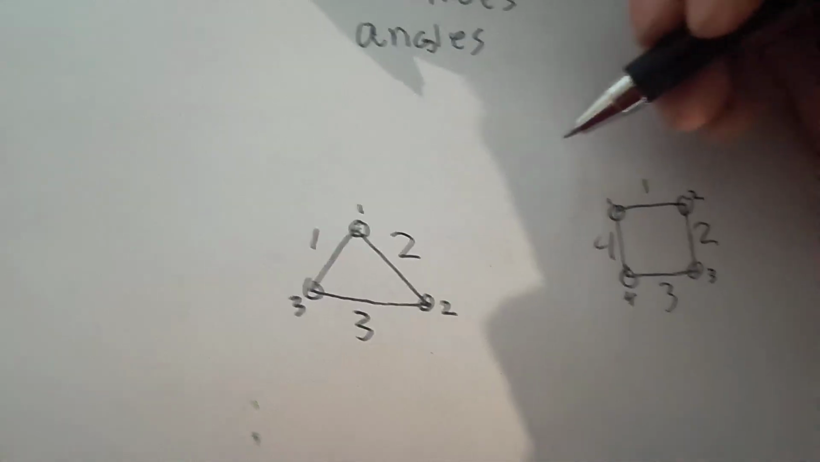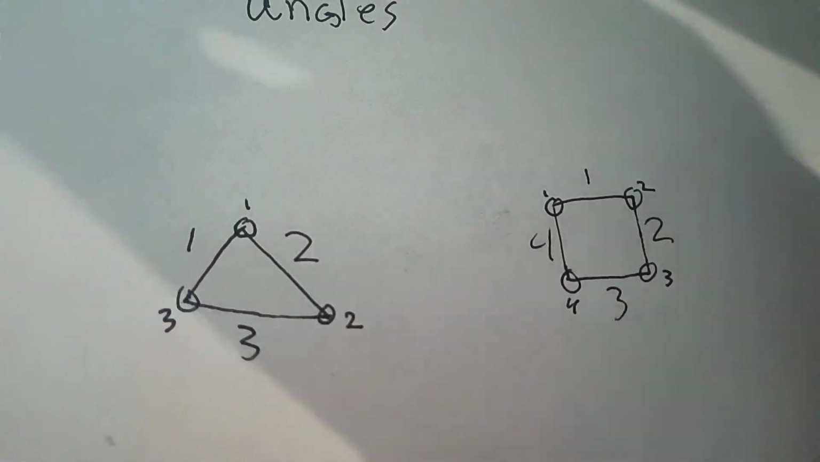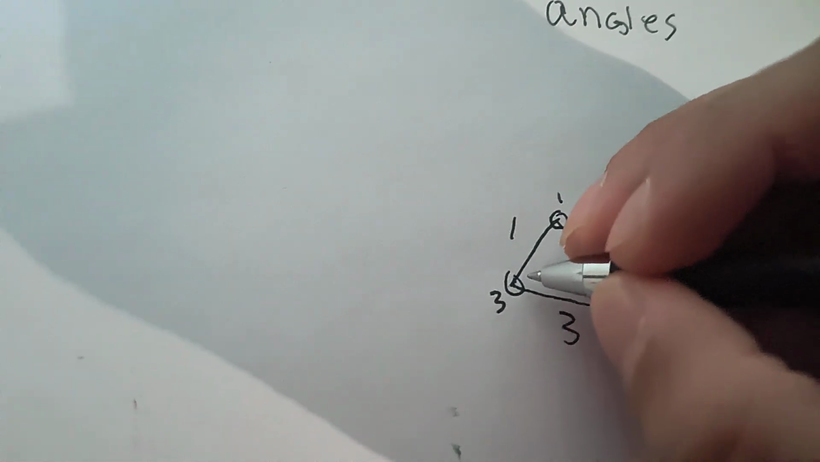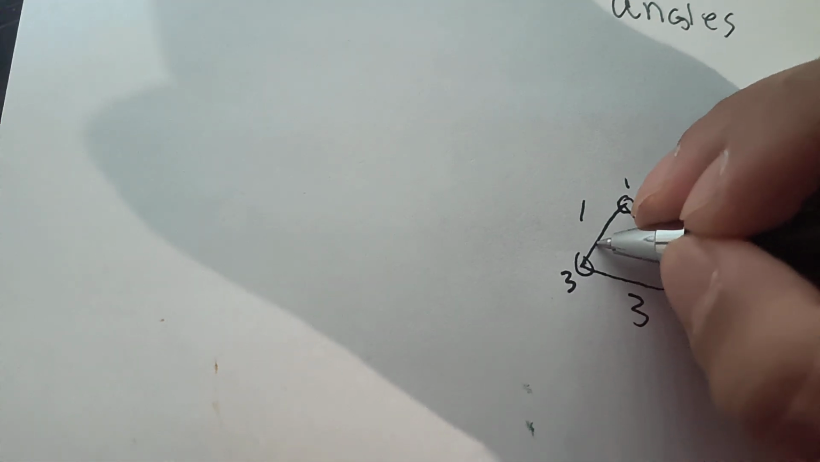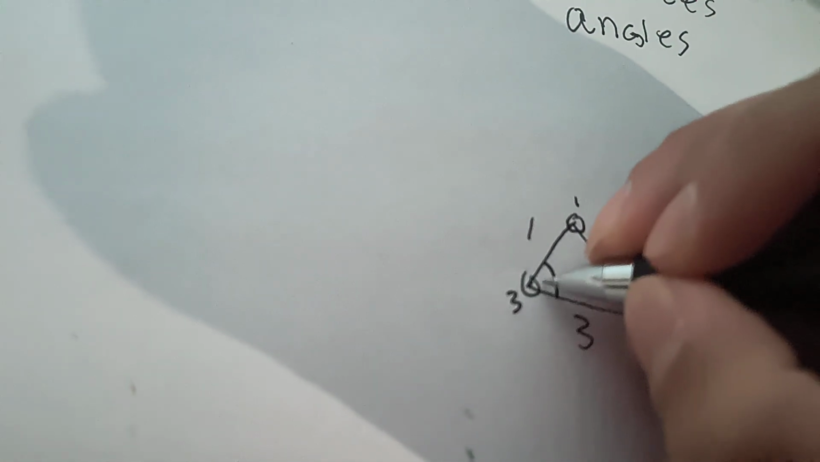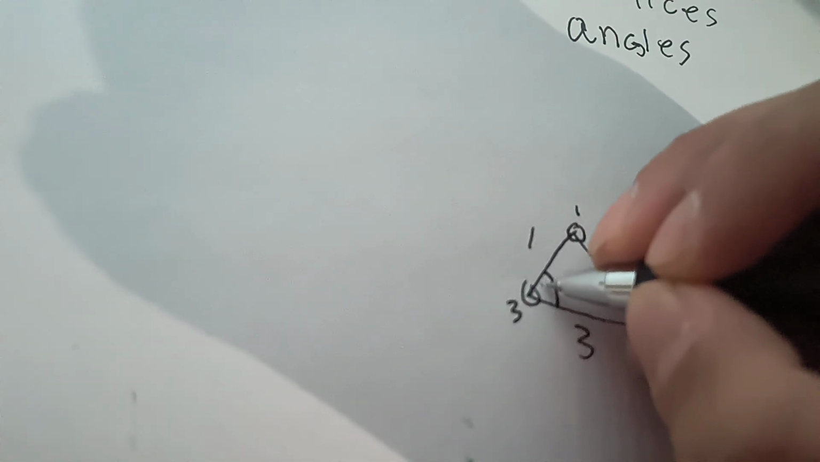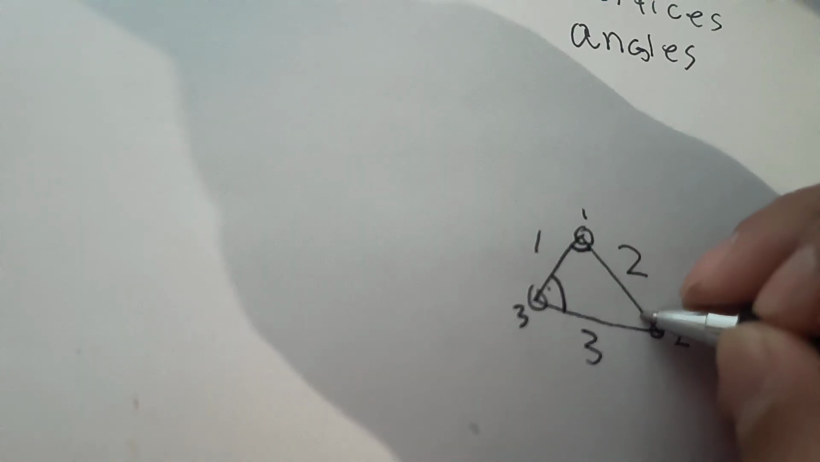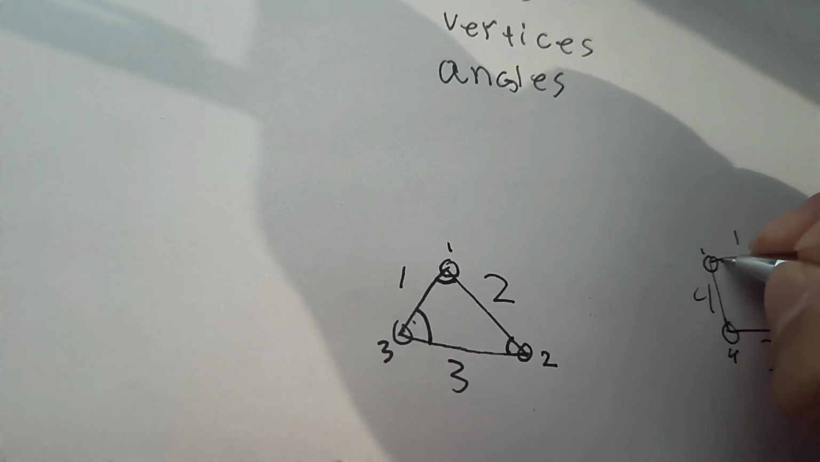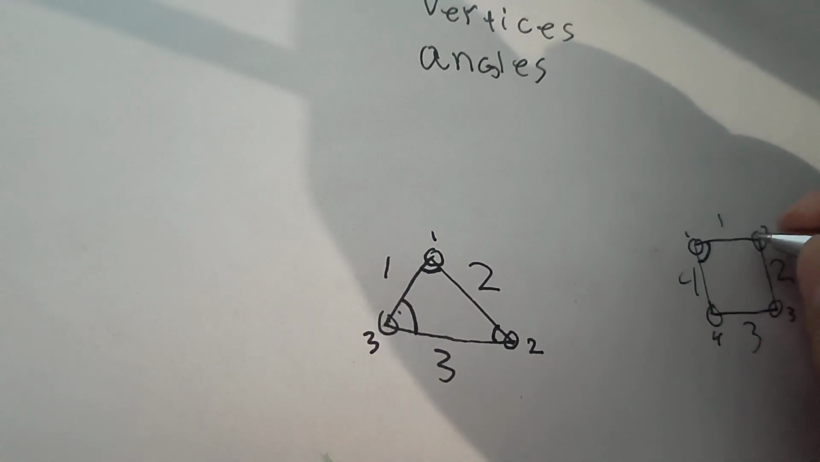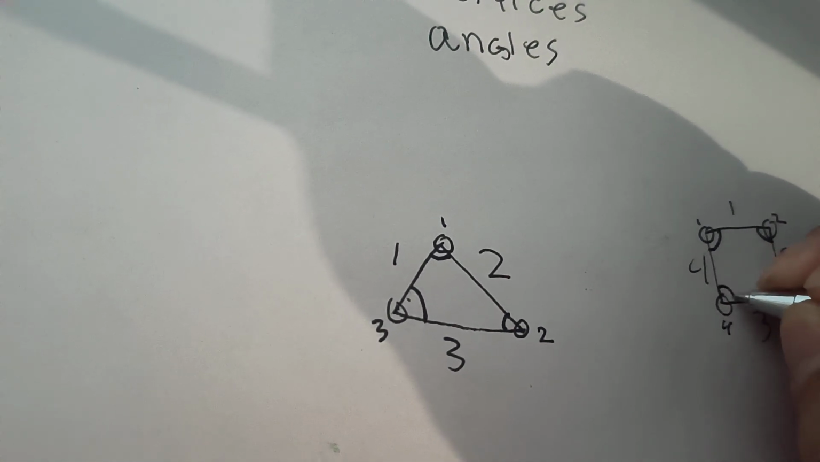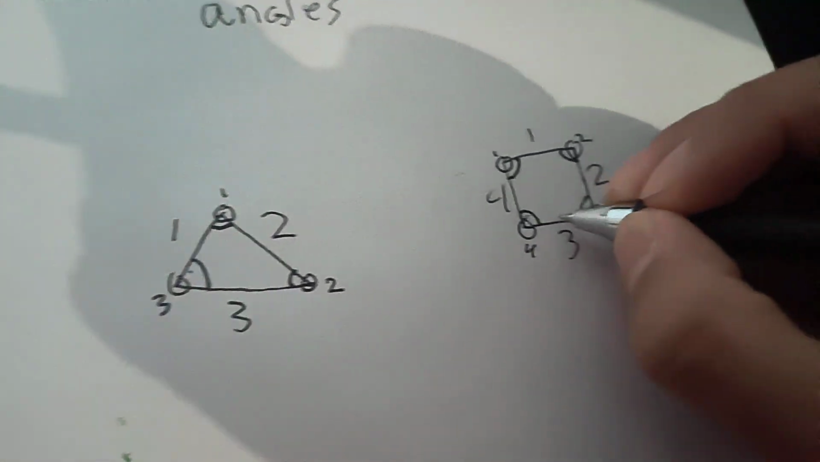Okay, and angles is the space between the two lines. Angles is how much space is in between the two lines. Not space, how far apart these two lines are. It's measured in degrees, circular degrees. It's basically the measure of how much of a circle can you put in this.